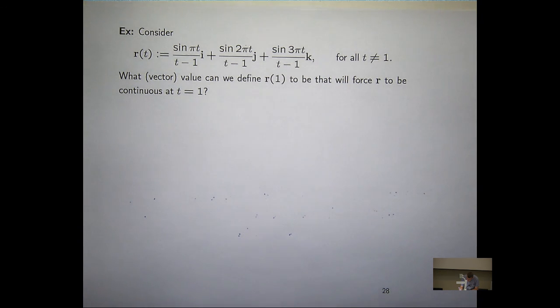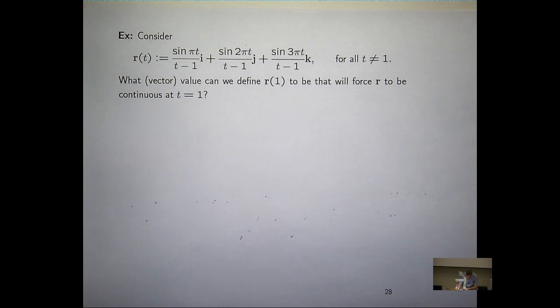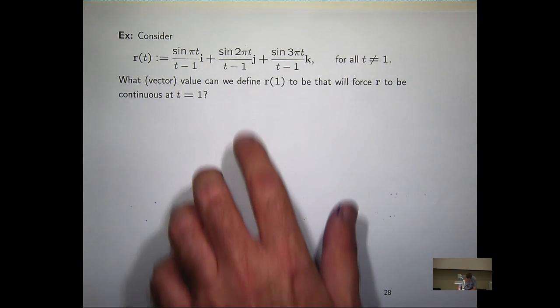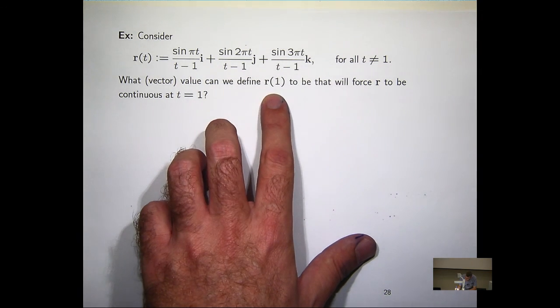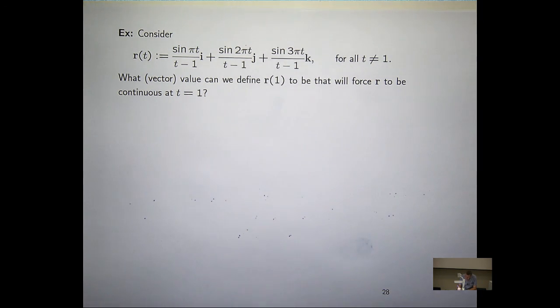Now, here's another example. Consider the following vector function. This is just something that I've constructed. It doesn't necessarily have to have any physical meaning. What vector value can we define r of 1 to be? Notice that up here, this isn't defined for t equals 1. So how can we construct the vector value of r of 1 that will force this vector function to be continuous at t equals 1?